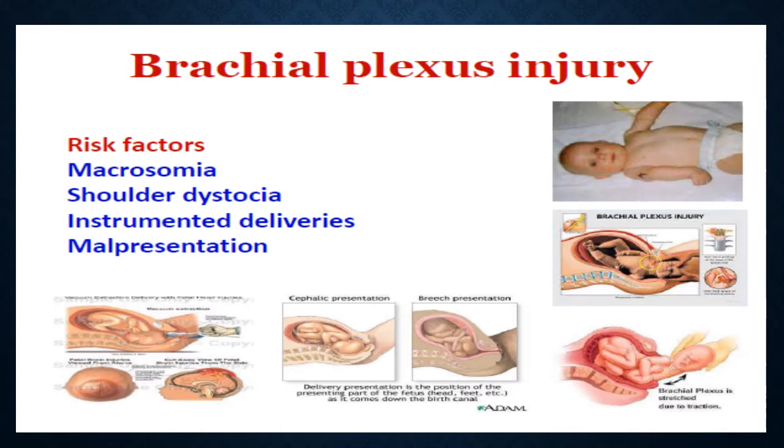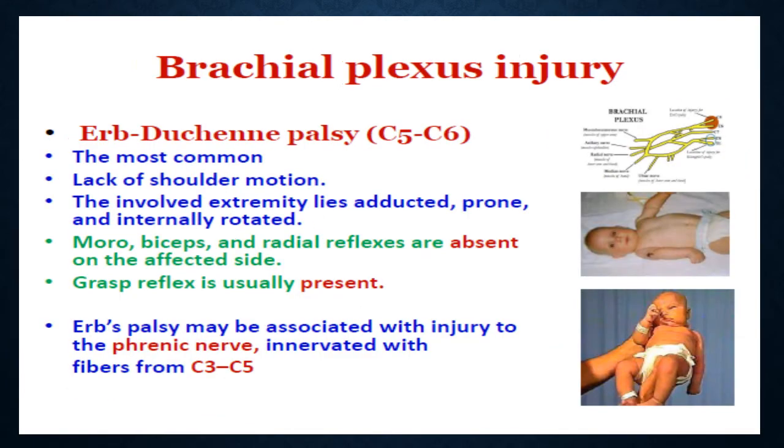Of course, the risk factors for brachial plexus injury are macrosomia, shoulder dystocia, instrumental deliveries, and malpresentation. It's due to undue traction and undue force in the wrong axis, leading to the brachial plexus injury. The first type of the brachial plexus injury is the Erb-Duchenne. It's the most common: lack of shoulder motion, and the involved extremity lies adducted, prone, and internally rotated. It's called the waiter's tip position, like you see in the pictures here.